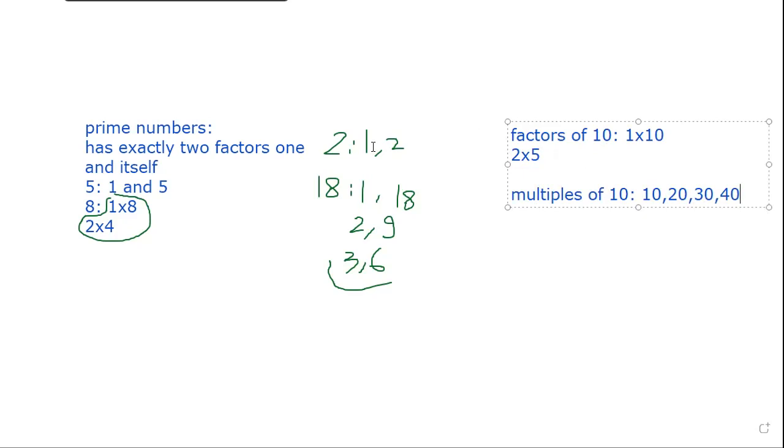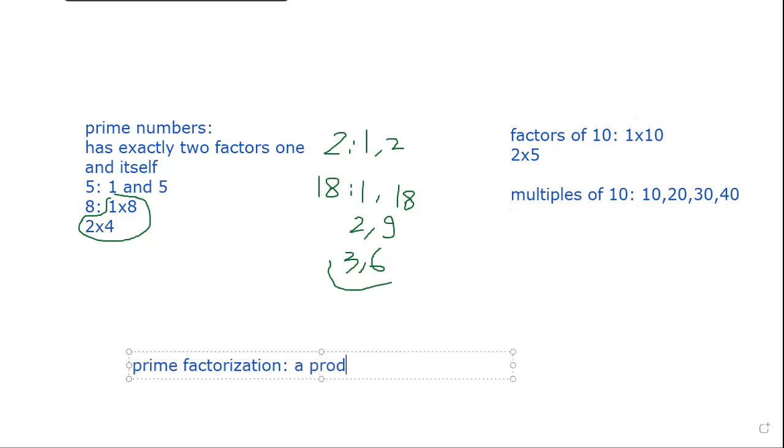Now we have 4 points. Prime numbers, prime factorization. If the number is not prime, we can find the prime factorization of this number. But what do we mean by prime factorization? Prime factorization is to write the number as a product of its prime factors.